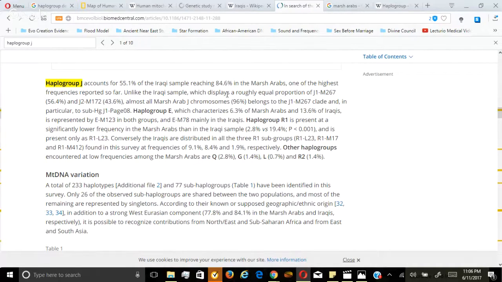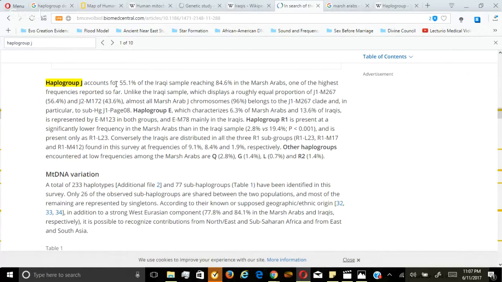Unlike the Iraqi sample, which displays a roughly equal proportion of J1 M267 particular to sub-haplogroup J1, haplogroup E, which characterizes 6.3% of Marsh Arabs and 13.6% of Iraqis, is represented by E-M123 in both groups. So basically, 84% of Marsh Arabs had the J gene in them, which is the closest of any other haplogroup.